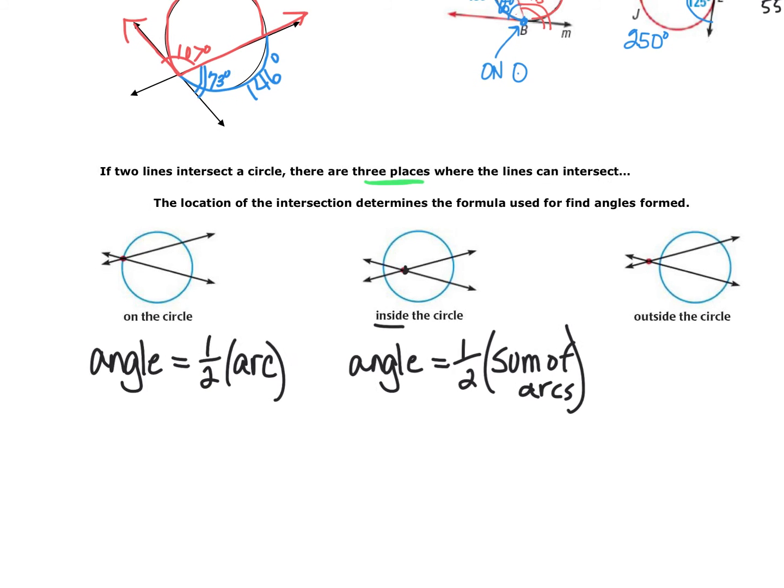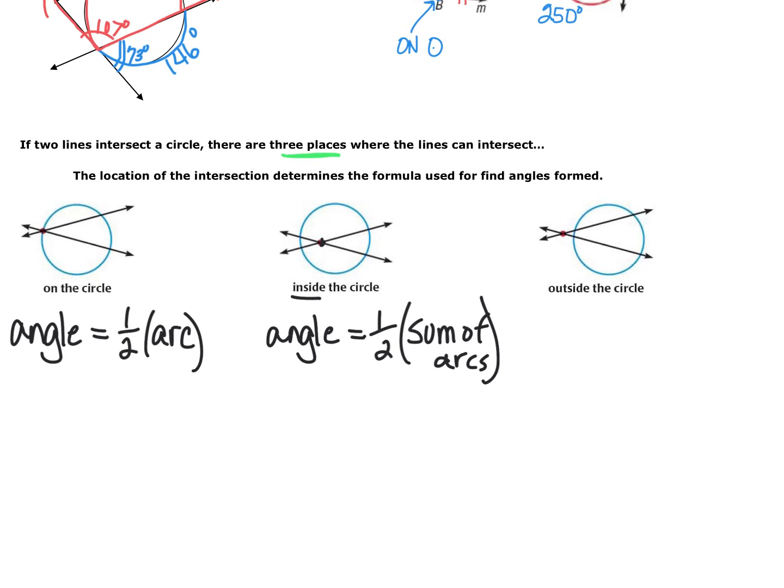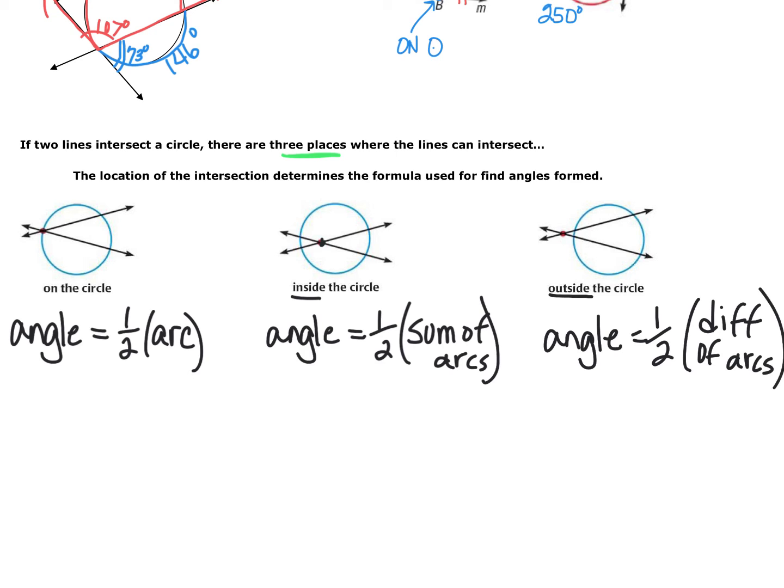And if we have the vertex of our angle on the outside of the circle, the angle is going to equal half of the difference of our intercepted arcs. A lot of times I abbreviate it. Angle equals half of arc minus arc. Back here inside the circle, we have the angle equals half of arc plus arc.